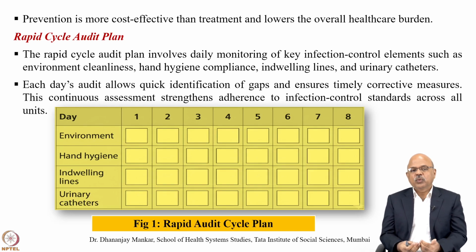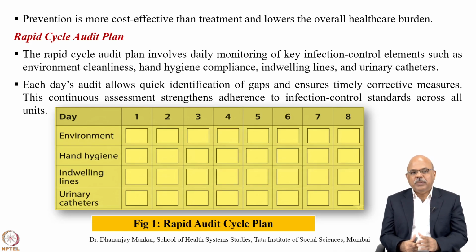So the emphasis is more on prevention, because this is an area where you don't have to put in a lot of effort. By only taking proper planning, you can work on preventive measures which can lead to a very cost effective solution. There should be a rapid cycle audit plan.